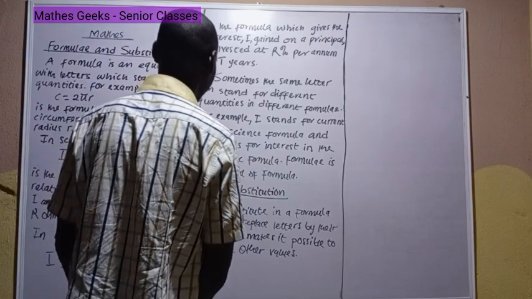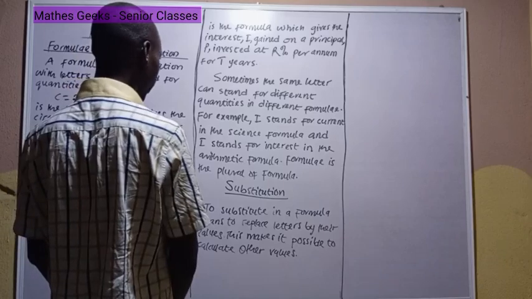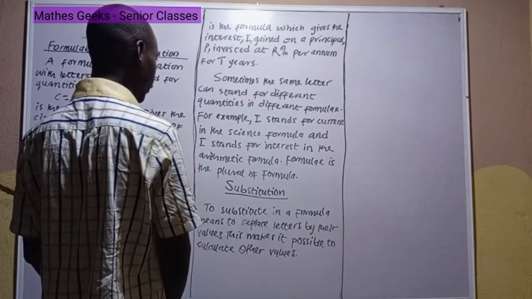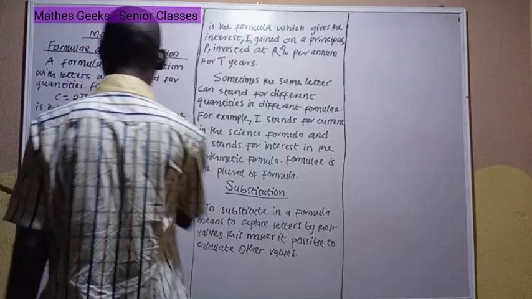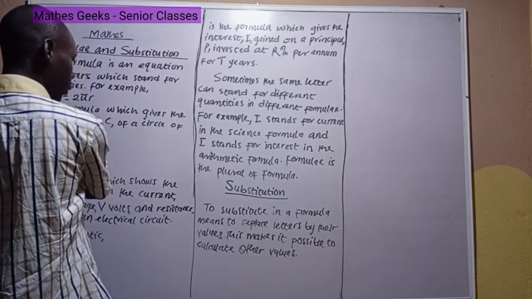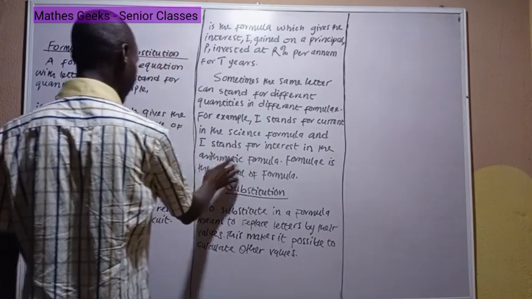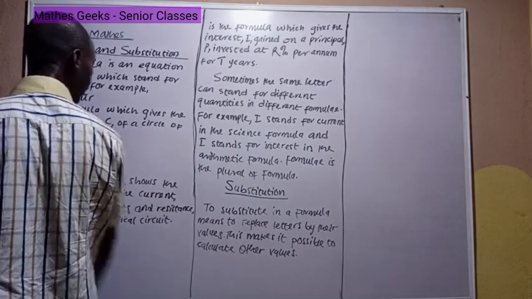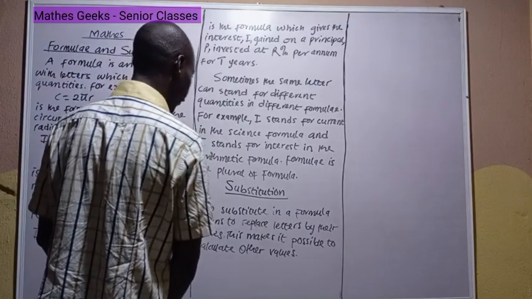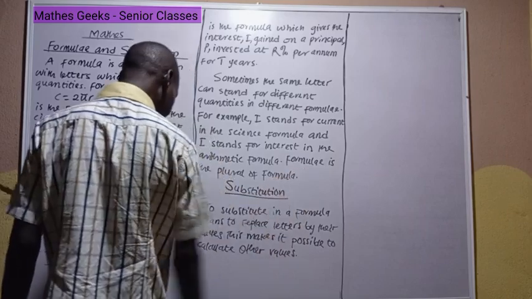Sometimes the same letter can stand for different quantities in different formulae. For example, I stands for current in the science formula, this formula here, and I stands for interest in the arithmetic formula, which is this formula here. Formulae is the plural of formula, so this is the plural of this.